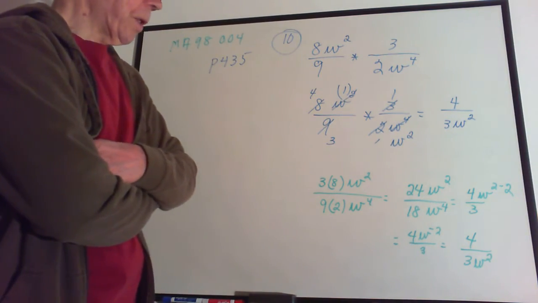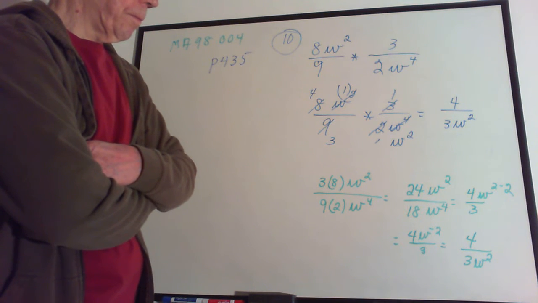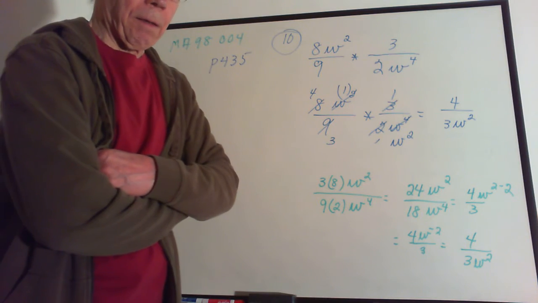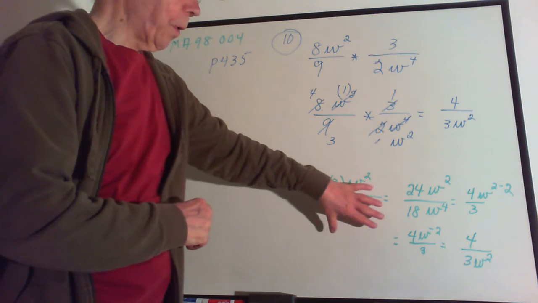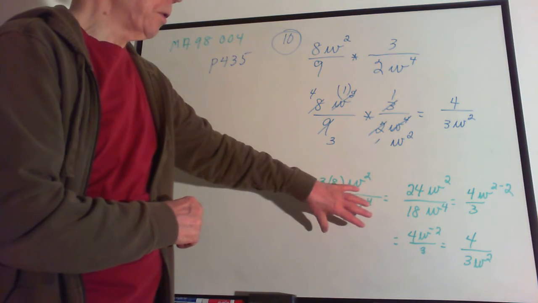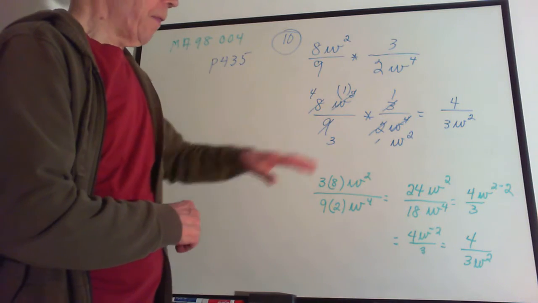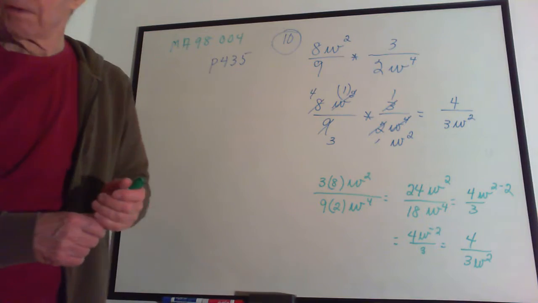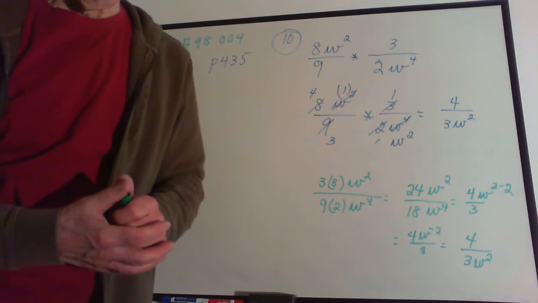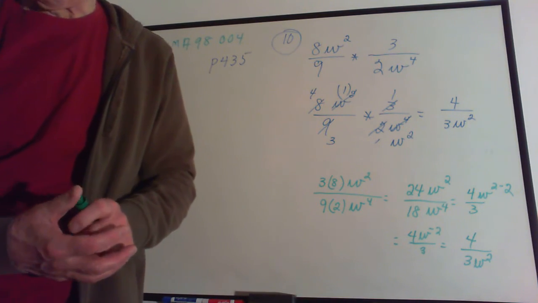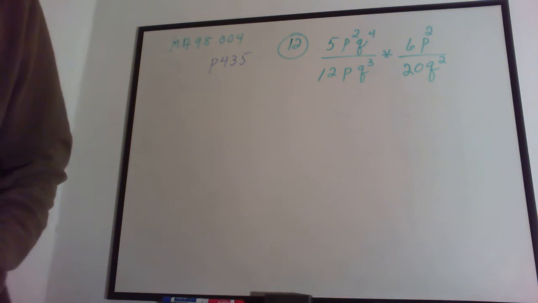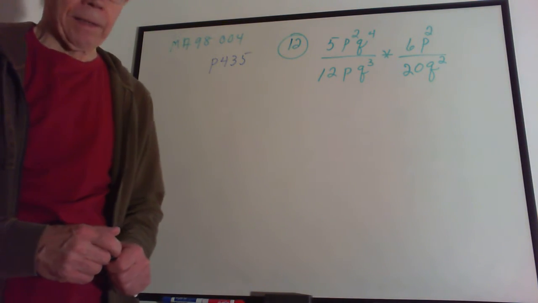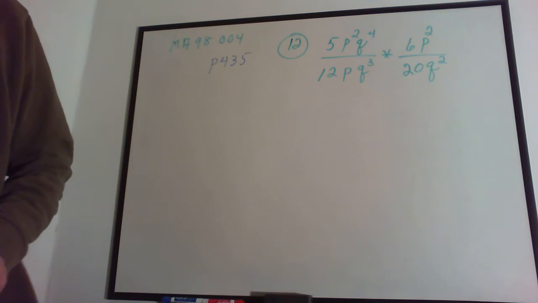The question is, which way is going to give you fewer opportunities to make a mistake? You may find this way more comfortable. If you do, go ahead and do it. You may find that this way is better for really complex problems. So try number 12 on that page. Okay, this is number 12 on page 435. Give it a try, see how you do with it. Pause the video.